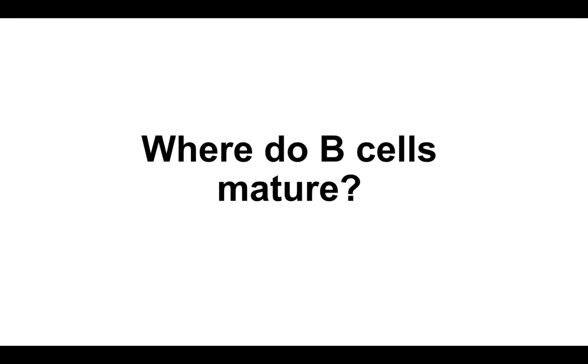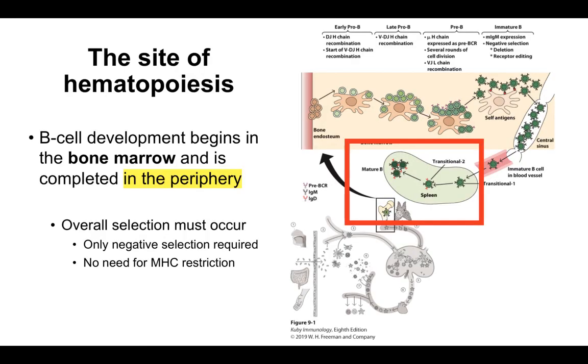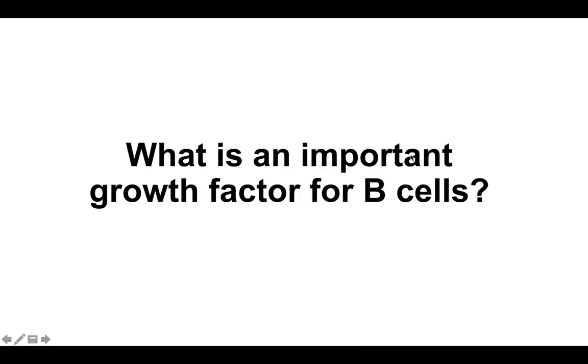Where do B cells mature? They originate in the bone marrow, and they go through the gene rearrangements of their immunoglobulin genes in the bone marrow, so that all happens in the bone marrow. As they're leaving the bone marrow, they have IgM on their surface, but they're an immature B cell. B cells actually mature in the spleen, and that's where they become mature. And you can tell they're mature because they have IgM and IgD on their surface.